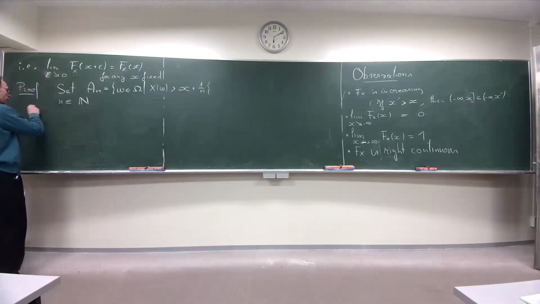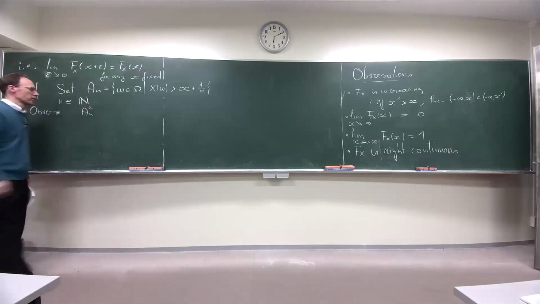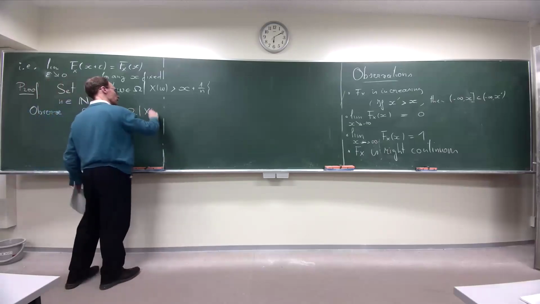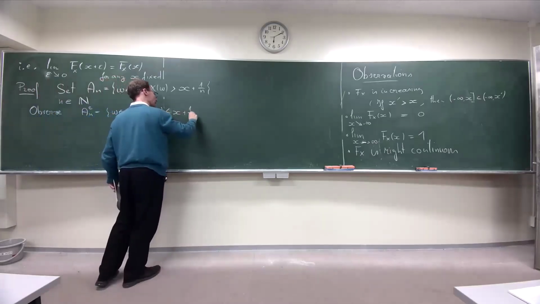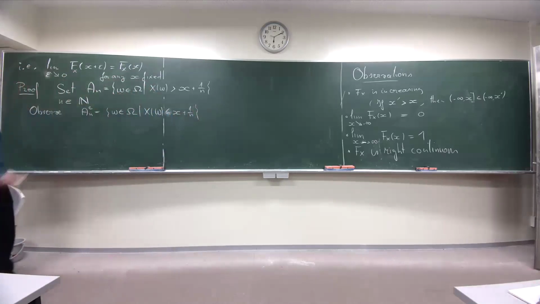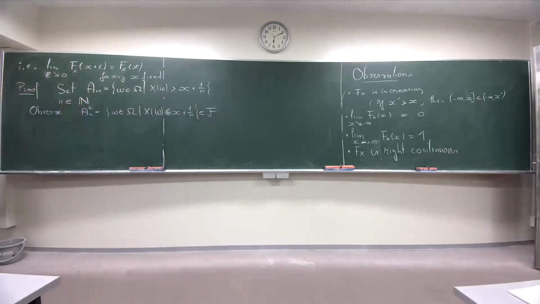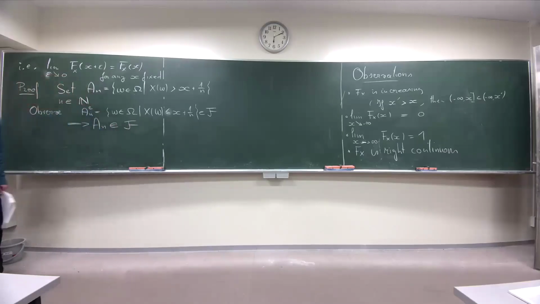So first we observe what is the complement. The complement is the set of omega such that X of omega is smaller or equal to x plus 1 over n. This, by definition, is an element of F. Remember, X is measurable, so everything smaller than a certain number is measurable, which means by complement that A_n is also in F. It's an interesting event. So this is the first thing.